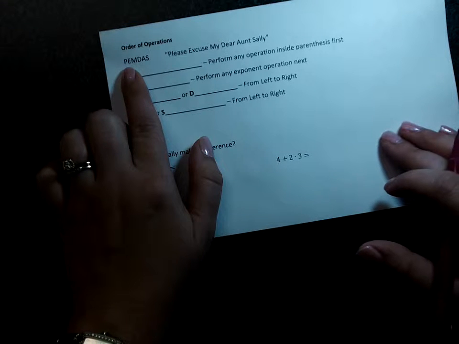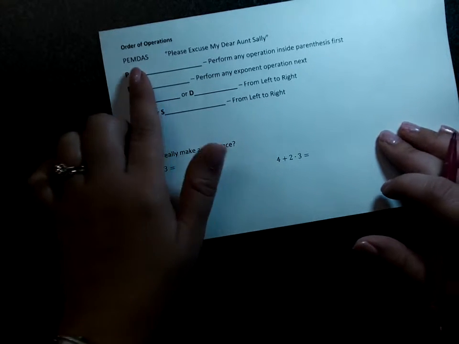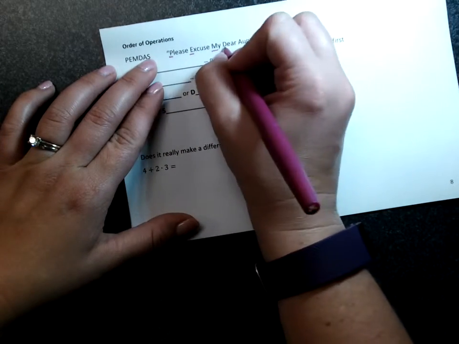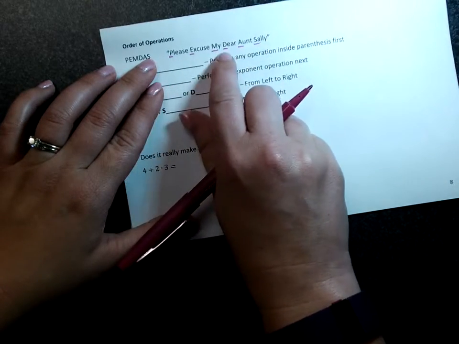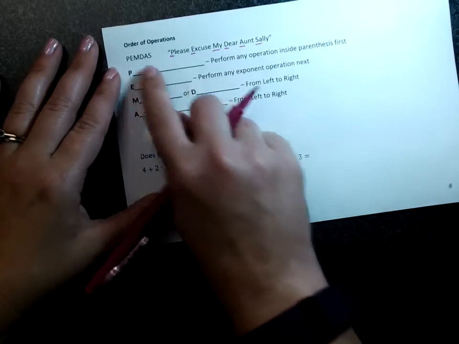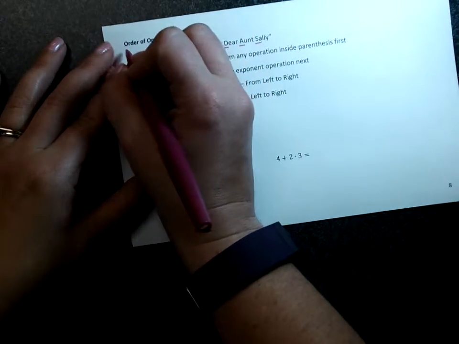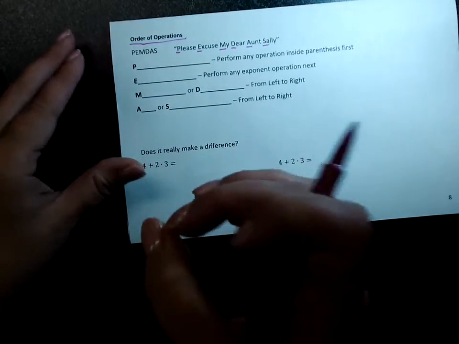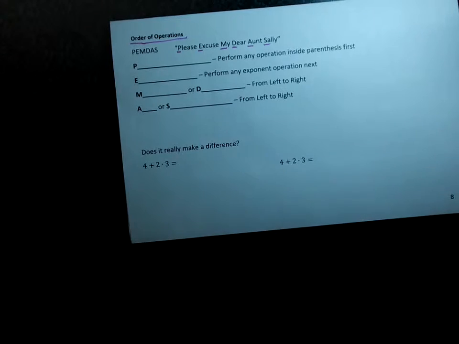Some students say this is PEMDAS, just sounding out the letters. When I learned it, we learned "please excuse my dear Aunt Sally," and those are the letters PEMDAS. It is what we call the order of operations. Someone decided this is the order we work our math problems in, and so it's been decided, and this is the order we follow.